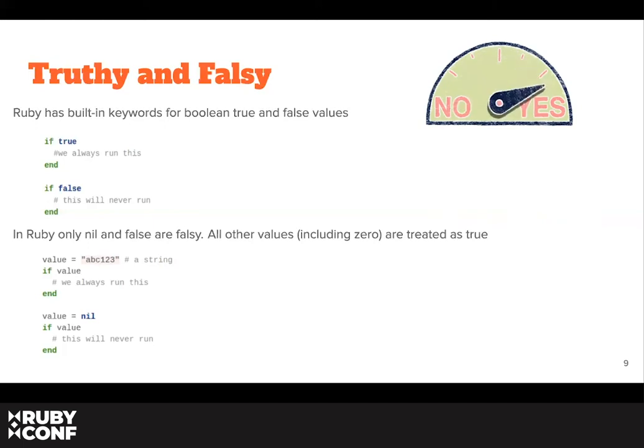In Ruby, only nil and false are falsy. All other values, including zero, are treated as true. So in the code we have a value as a string ABC123. So if there is a value, then this code will run. If we assign nil to value, this will never run. This is the concept of truthy and falsy.